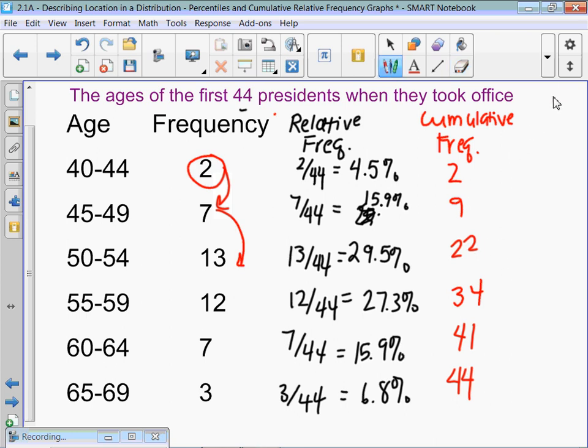And then we're going to do, of course, cumulative relative frequency. Cumulative frequency is counts added to the previous number, and cumulative relative frequency is percents added together. Our first one is still 2 out of 44 because there's nothing to add to, and we get 4.5%. Then we would do 9 out of 44, or we can add these percents together, and we get 20.5%.